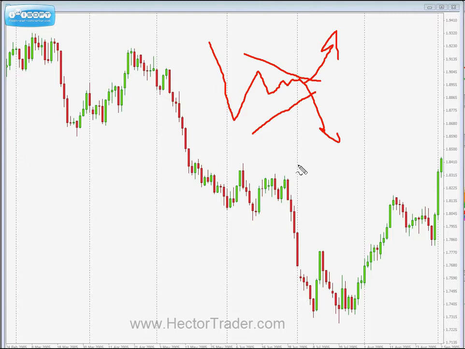Basically, the way I see triangles, the way I always explain them, a triangle or any type of congestion area is price needing to take a breather. It needs to slow down a little bit before gathering enough momentum to continue with a whole new swing, hopefully in the direction of the main trend.